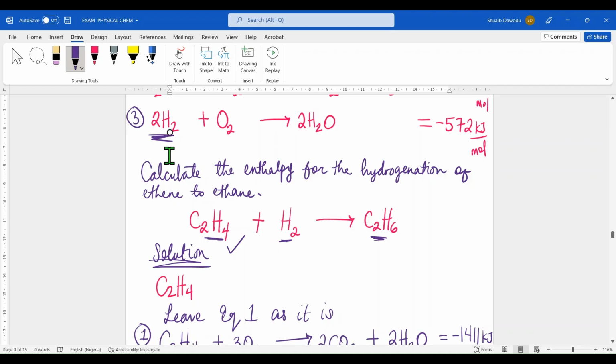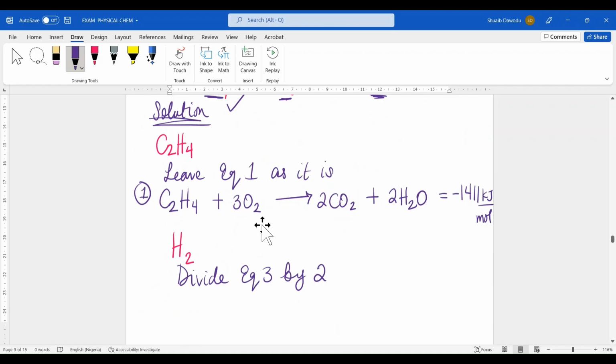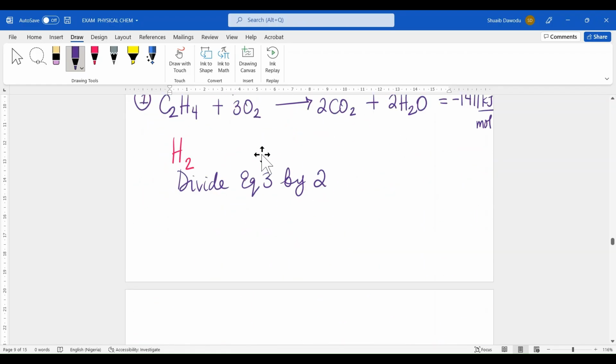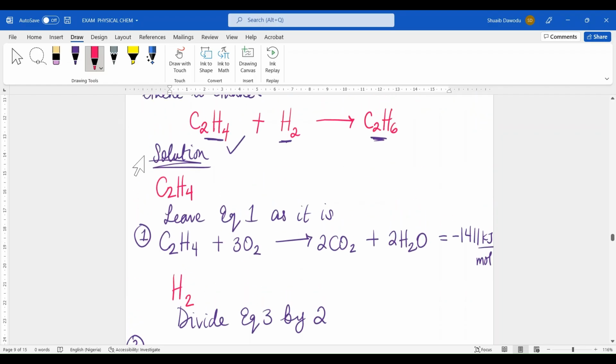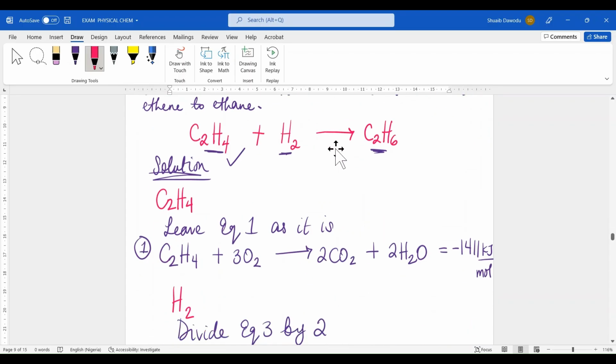So basically what you're going to do is divide both sides of equation 3, or reaction 3, by 2. So for H2, we're going to divide equation 3 by 2. When we divide equation 3 by 2, we end up getting 2 divided by 2H2, 2 divided by O2, and 2 divided by 2H2O.